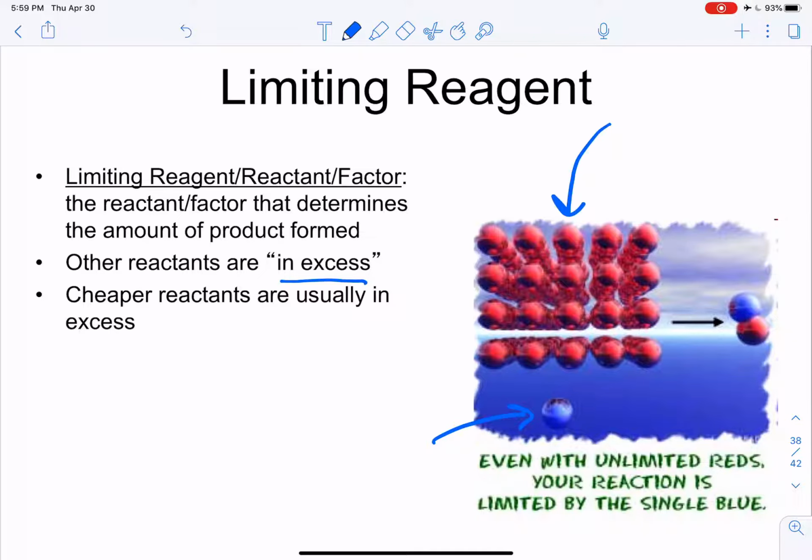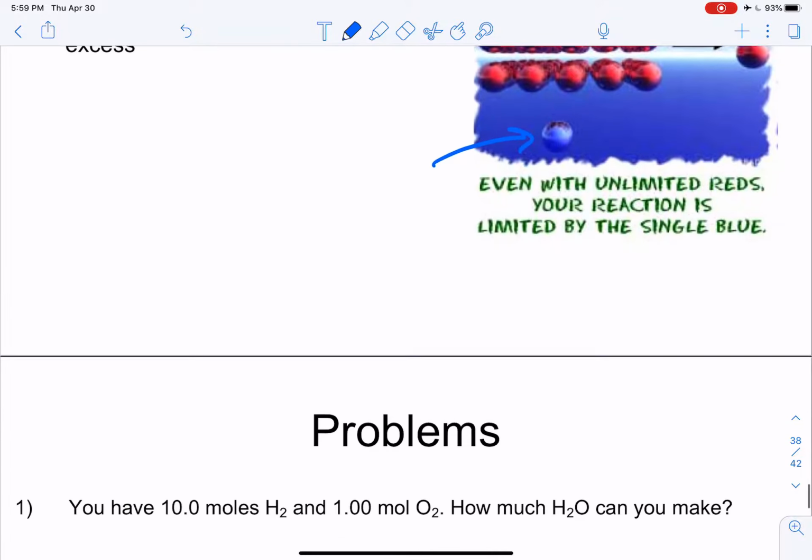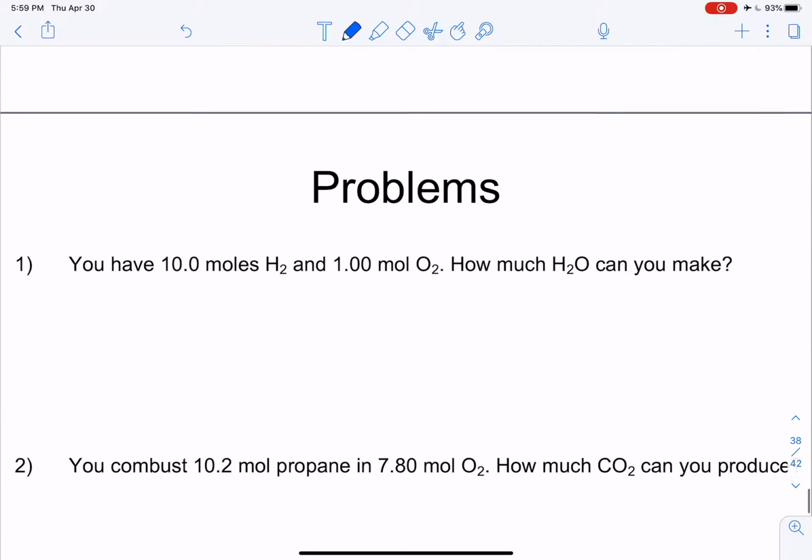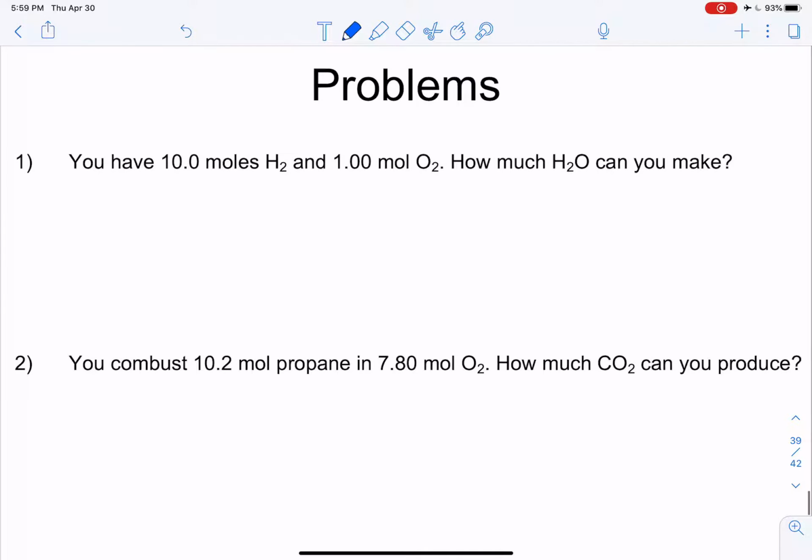Okay, so that brings us to some more math problems. And I know you guys love to do problems with me. So these problems are going to look a whole lot like our problems that we just did in the last lecture series, but what we have to do in these problems is do them twice, because we have to figure out which one of our reactants is the limiting factor, and that's going to dictate how much product we can make.